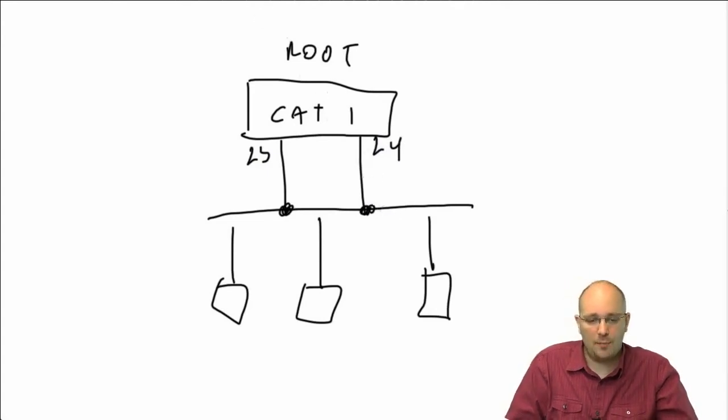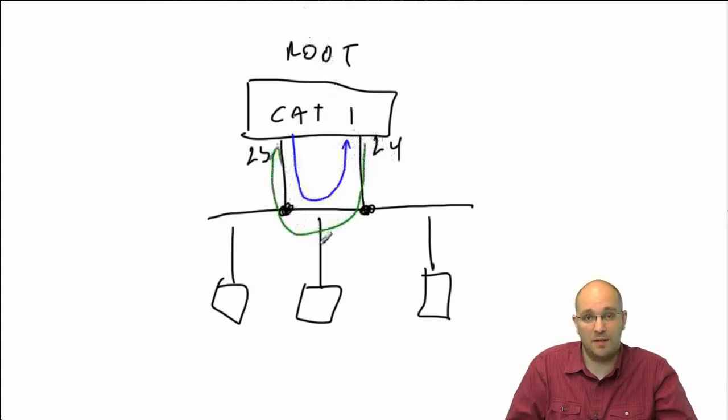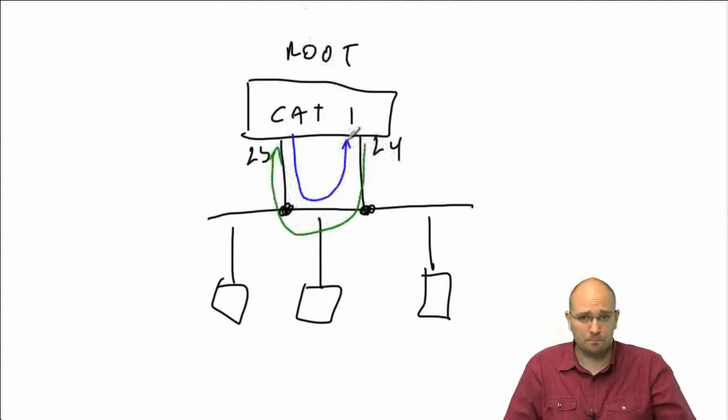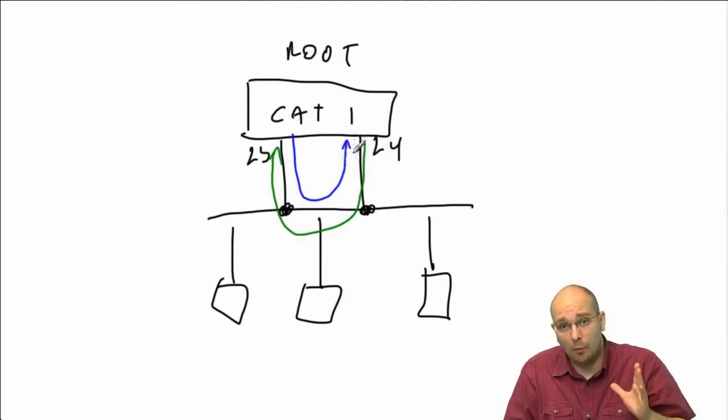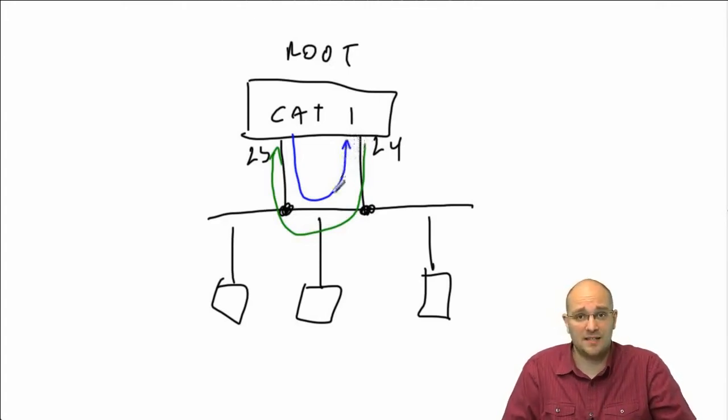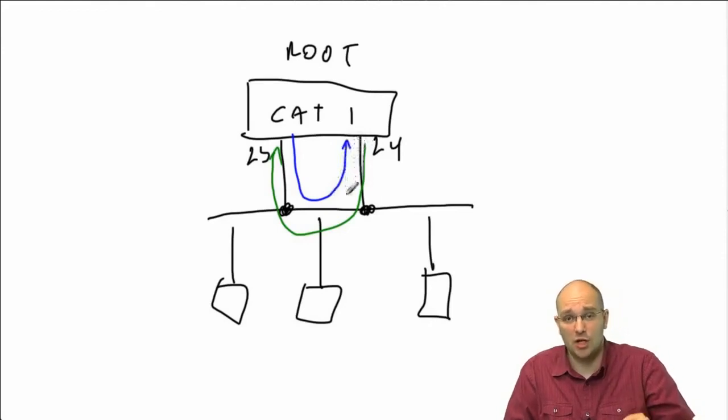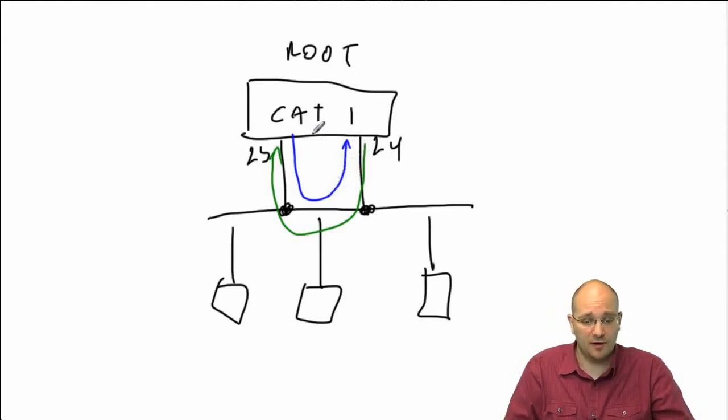Now, what's going to happen here is that both of these ports are going to be transmitting BPDUs, but they are also going to be receiving each other's BPDUs. But in this case, what's going to be the same is the root ID, the sender ID, the priority, but the port IDs are going to be different. The port numbers are going to be different.